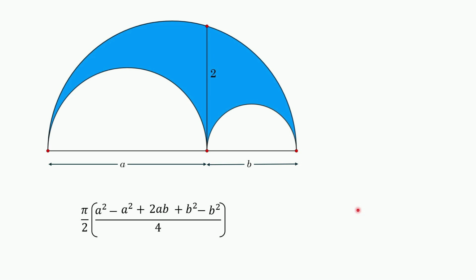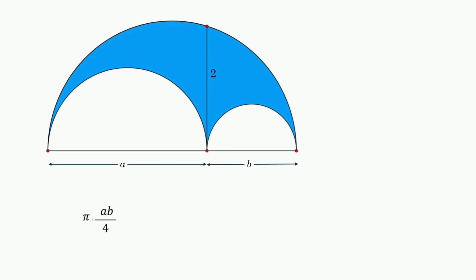A squared minus a squared is 0. B squared minus b squared is, of course, also 0. So what we're left with inside the parentheses is 2ab over 4. So pi over 2 times 2ab over 4. That would be the area of the shaded region in blue. Let's go ahead and reduce those 2's.